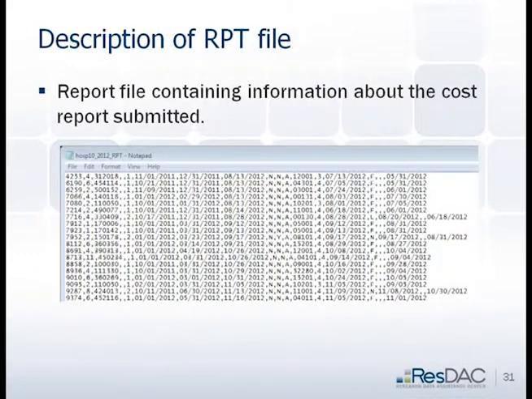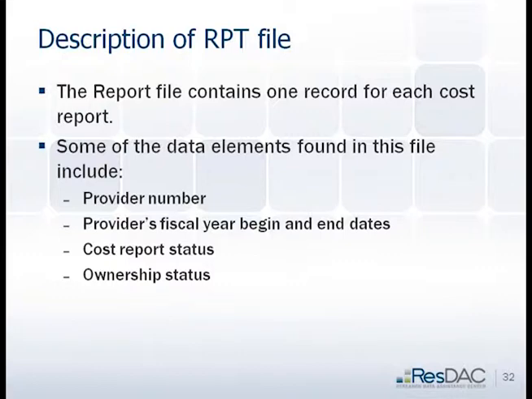All right, so let's take a look at what does one look like? What does a report file look like? So if you were to just open it up in Notepad, this is what you would see. It's a CSV file. The first column is your report file, and then it doesn't have very much across. And so this report file contains information about the cost report that was submitted. So the unit of analysis here is the cost report. And some of the elements include the provider number, the fiscal year begin and end dates, the status of the cost report, and the ownership status, to name a few.